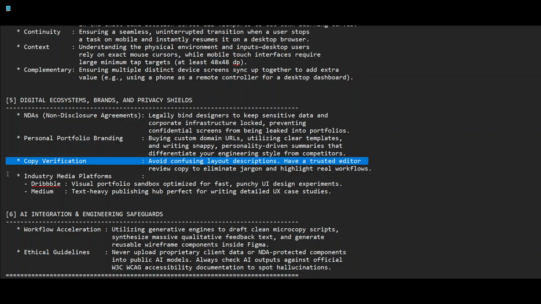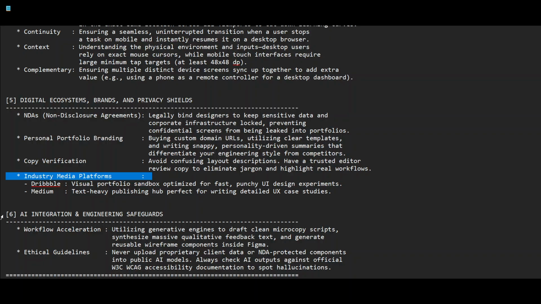Okay. The next thing, industry media platforms. Dribbble is a visual portfolio sandbox, optimized for fast, punchy user interface design experiments. And Medium is a text-heavy publishing hub, perfect for writing detailed user experience case studies.